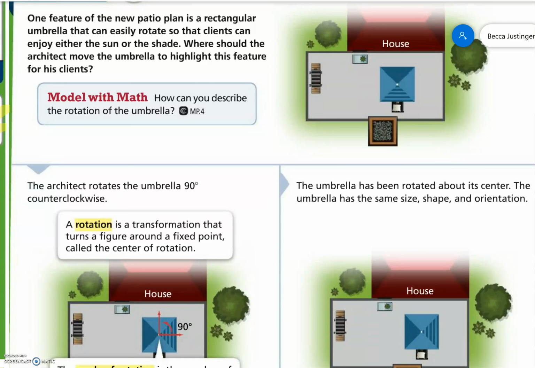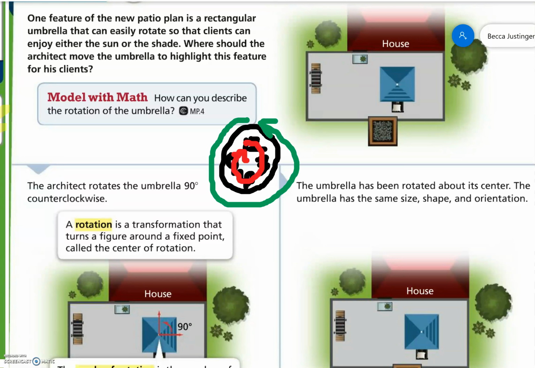Remember a clock? Here's a clock, here's 12, here's 6, 3, 9. Clockwise is when you go around this way. Counterclockwise is when you go the opposite way. So the architect rotates the umbrella 90 degrees counterclockwise.